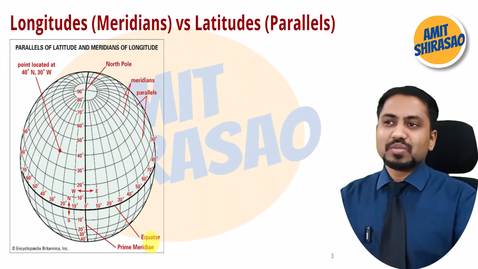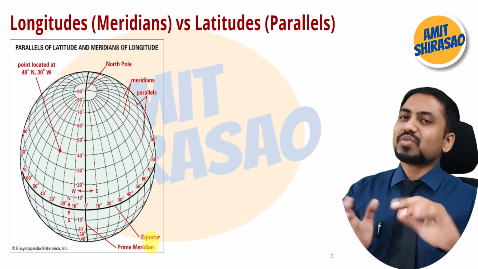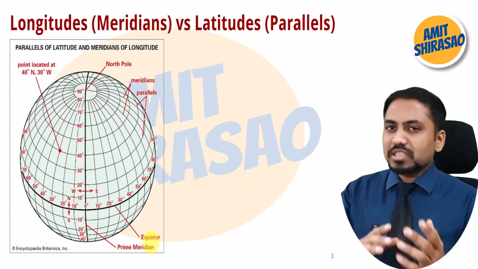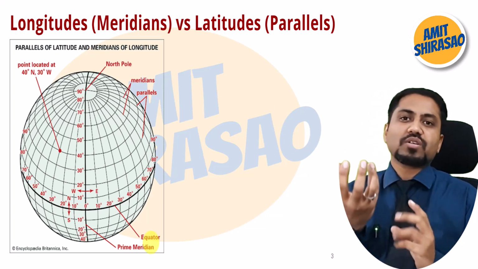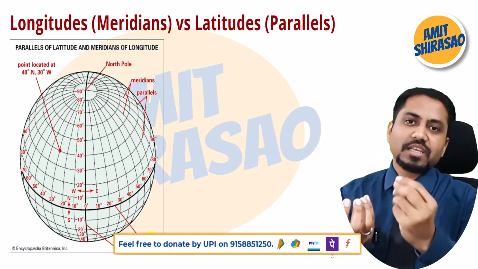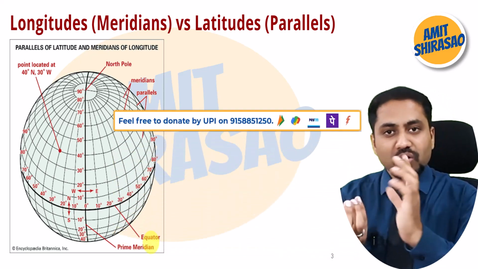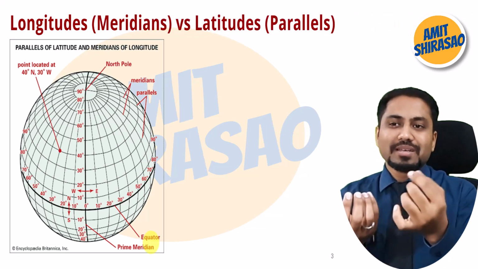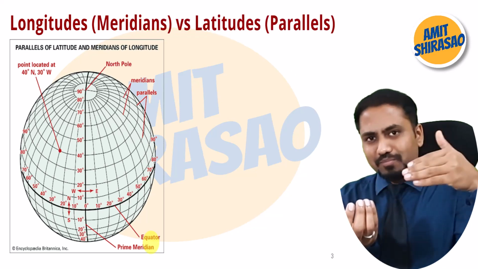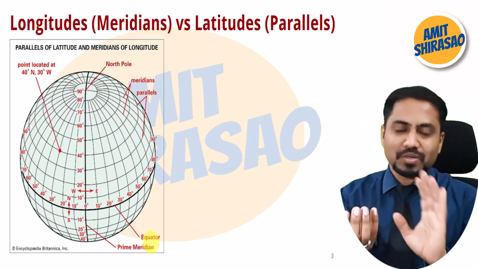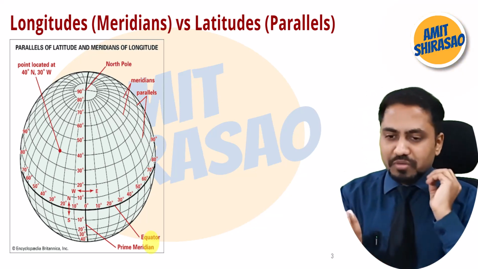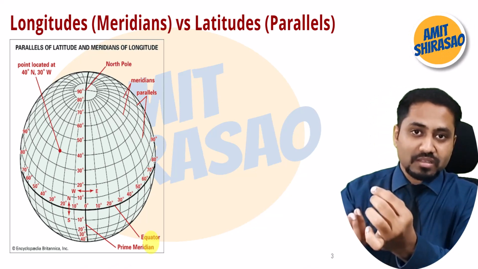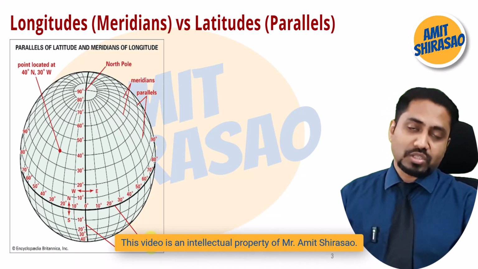So longitudes are also called meridians. Latitudes are also called parallels. So the concept of latitudes and longitudes came just because we wanted to pinpoint any spot on the surface of the earth. Mind you, surface of the earth. We are not talking about some point below the crust of the earth. We are only talking about the surface. So if you want to locate any point on the surface of the earth, then we use latitudes and longitudes.